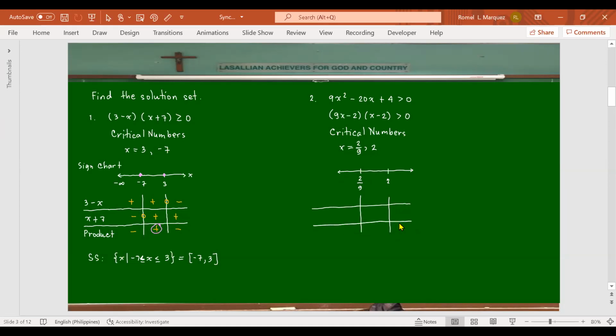It's hard to draw a straight line. So 9x minus 2. No problem with the coefficient because both are positive, no? So 0 here, 0 here. So positive, positive, negative here. Am I correct, guys? Product: positive, negative, positive. So we want the product, no? So what's the solution set, guys?